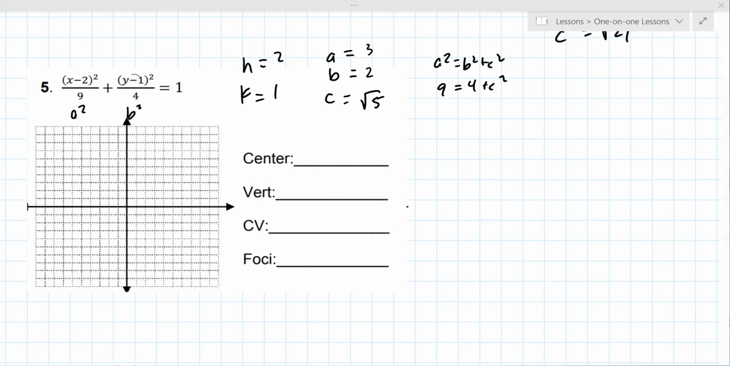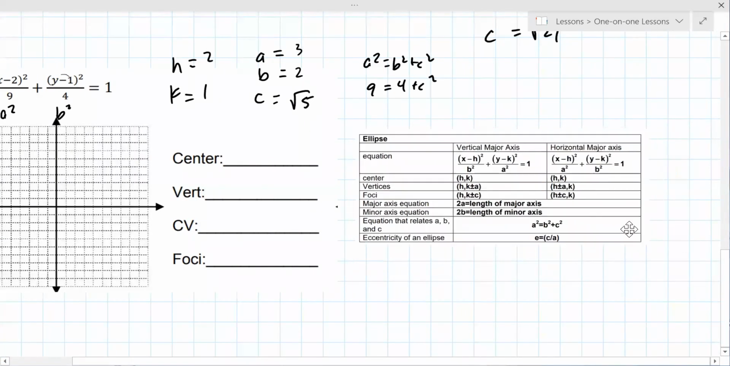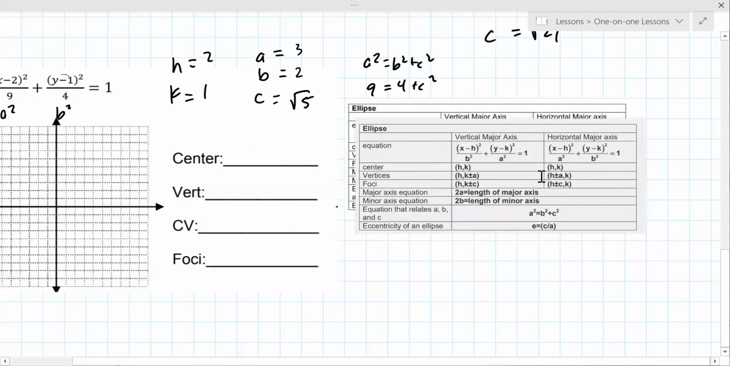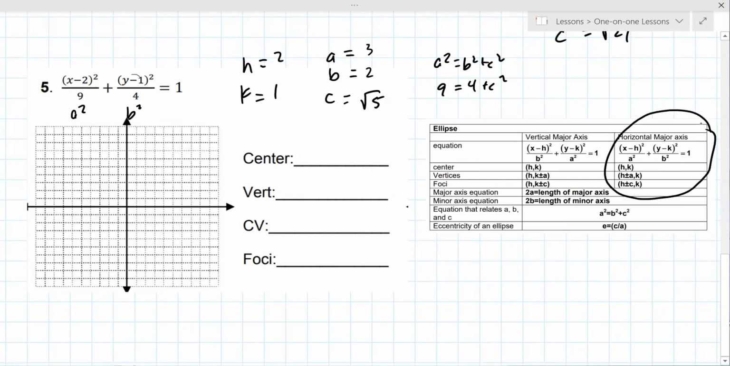All right, now we're going to go back to the formula sheet. I'm going to snip that in. And again, all these are just coming from the formula sheet. There's no magic. I don't have so many special powers. Just know this is your reference, and you do that. So this time, because the A is underneath the X, it's the horizontal major axis. So we're using those equations over there. So the center is H, K, 2, 1.